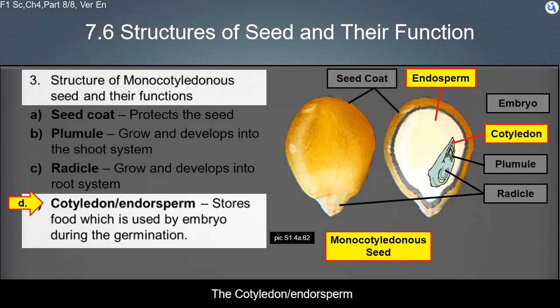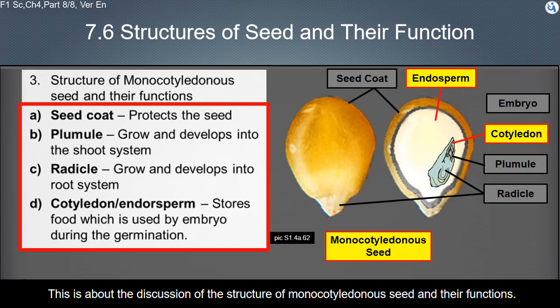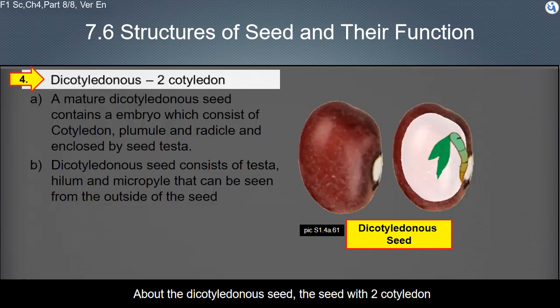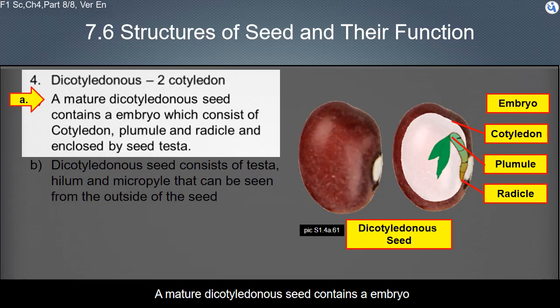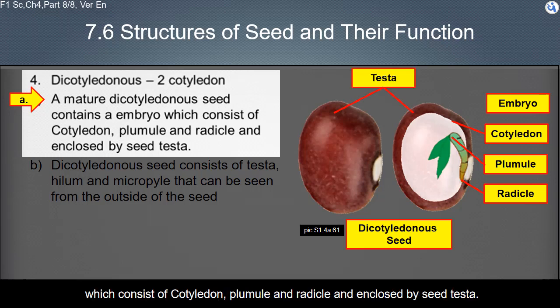The cotyledon and endosperm store food which is used by the embryo during germination. This is the discussion of the structure of the monocotyledonous seed and their functions. About the dicotyledonous seed, the seed with two cotyledons. A mature dicotyledonous seed contains an embryo, which consists of cotyledon, plumule, and radicle, and is enclosed by the seed testa.